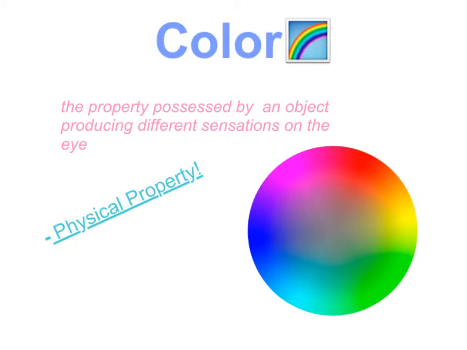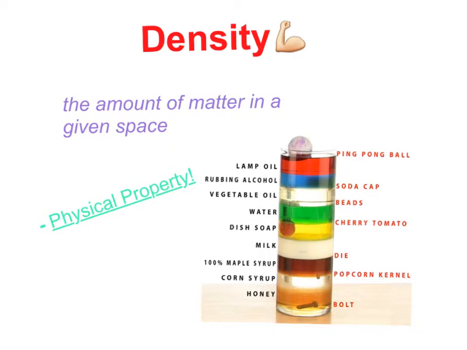The second vocab term is color, and the definition is the property possessed by an object producing different sensations on the eye, and it is a physical property, and this is an example of color.